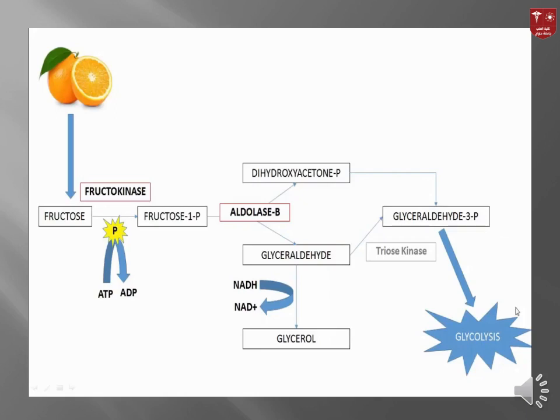So this is another pathway, or it's the same pathway but another presentation for the pathway of fructose metabolism by fructokinase, then by aldolase B.